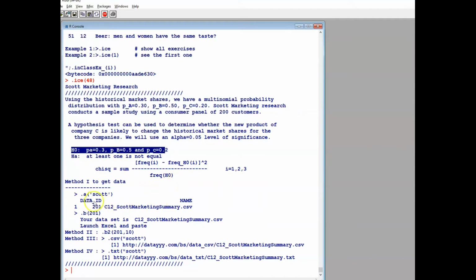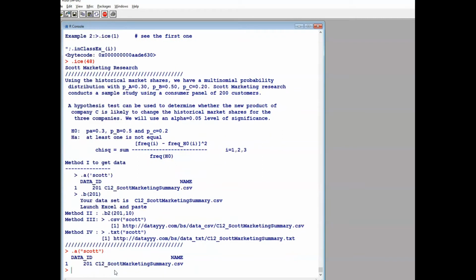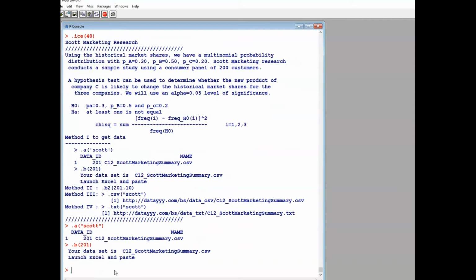Okay. And there are several ways to get the data. So method 1, method 2, method 3, and method 4. So if you are not taking my course, then you can just copy this line into your browser and get a result. Okay, so .A, so this is Scott. Okay, so data ID is 201, so .B 201. Then we are going to copy and paste to Excel.